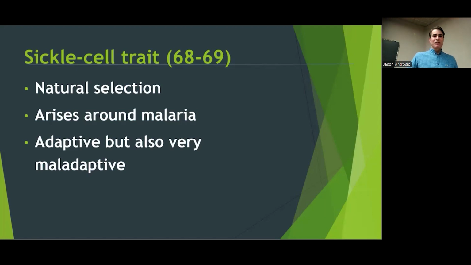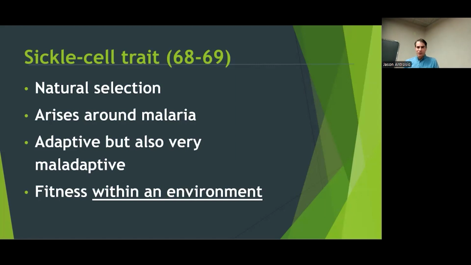In fact, some people call it sickle cell disease because it is not good for you if you don't have to fight off malaria. Now, this brings up a very important point, which we talked about in the last class, but I just want to emphasize. The concept of fitness, and what kinds of individuals, evolutionarily speaking, are going to make it to the next generation, always depends on the environment.